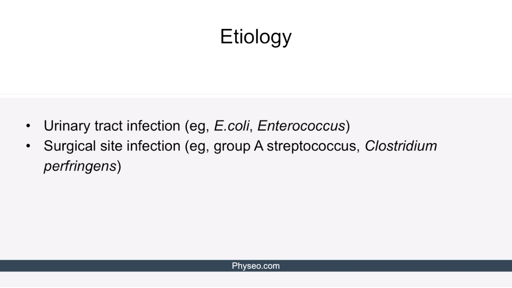Now, other important causes of early postoperative fever are UTIs and surgical site infections. And some of the most common organisms that can cause a UTI are E. coli and Enterococcus, whereas a surgical site infection during this period is usually due to group A strep and Clostridium perfringens. But really, you're thinking of group A strep. So how do these present?